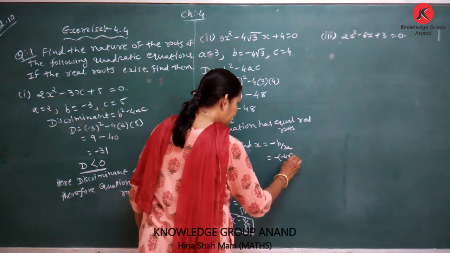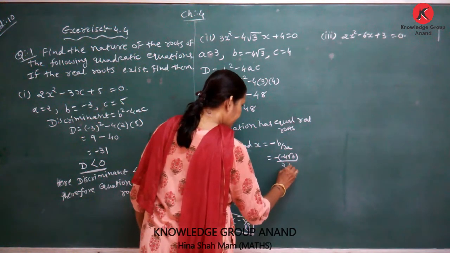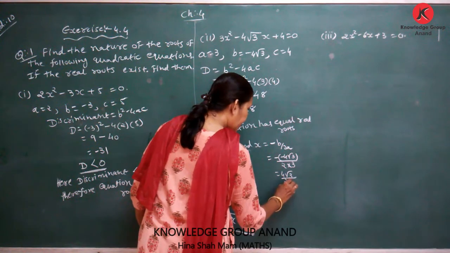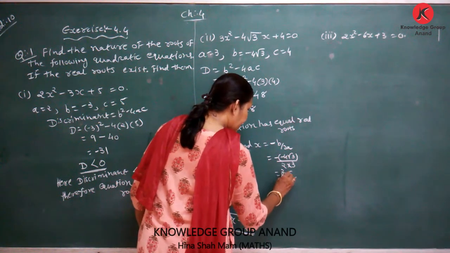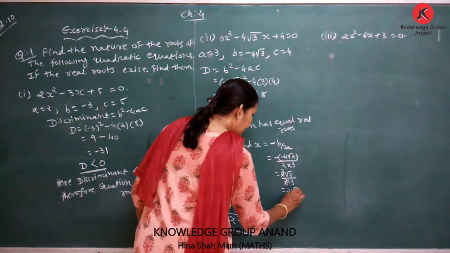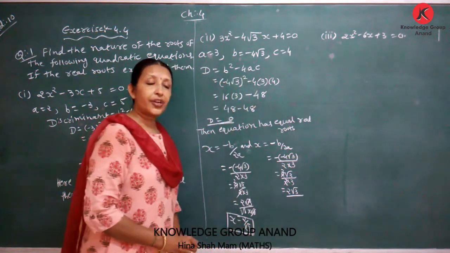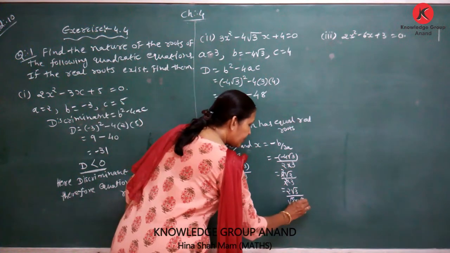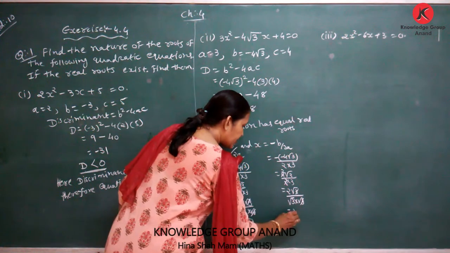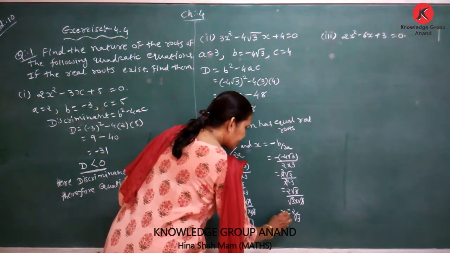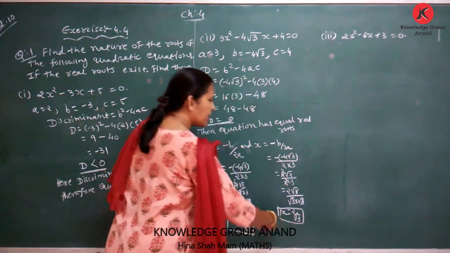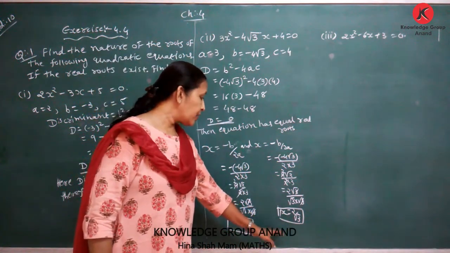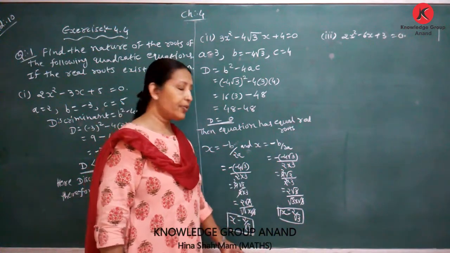4 root 3 upon 2 into 3: 2 twos are 4, so 2 root 3 upon the factor of 3, which is root 3 into root 3, equals 2 by root 3. Then you write that the roots of this equation are 2 upon root 3, 2 upon root 3.